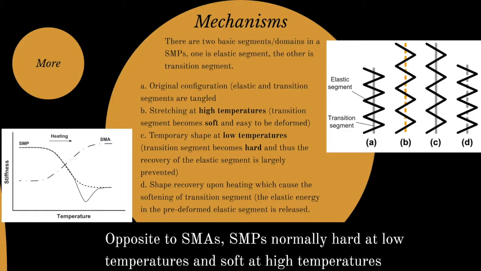So why does it go back to the original shape? Because the black one is, remember, the elastic segment. So when there is no applied force from the transition segment, when you plastically deform, it will revert back to the original shape. Okay.